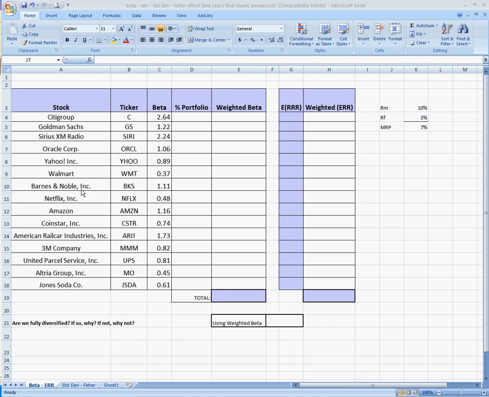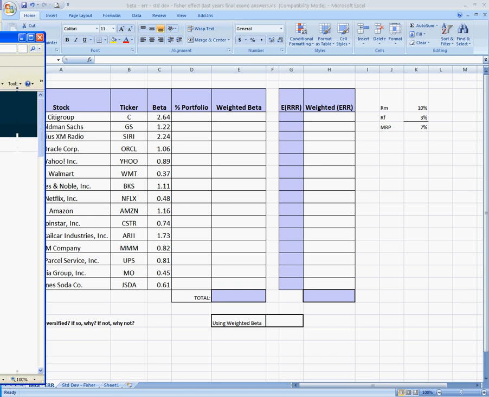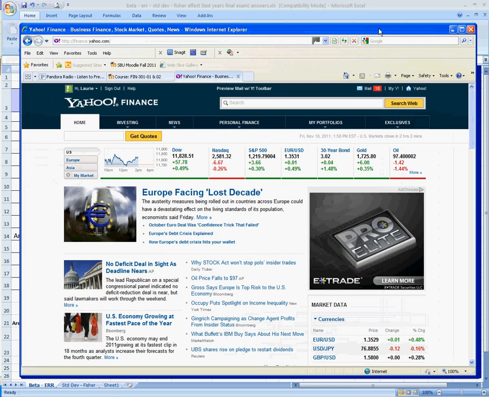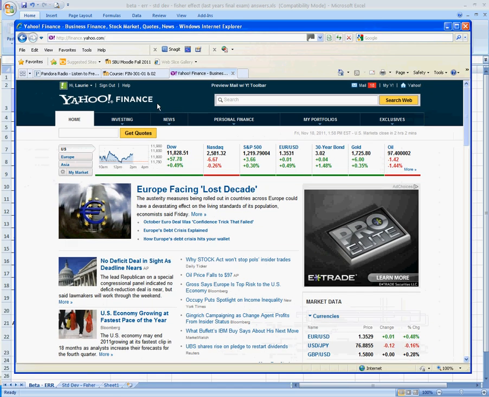It's 15 stocks, and I actually provided the betas for you. However, in your homework, you're actually going to have to look up the betas. So let me show you how to do that now. I'm going to pull in this window. It's Yahoo Finance. And that's just going to finance.yahoo.com, and there's this box that says Get Quotes.